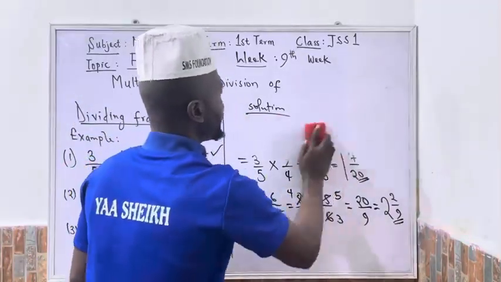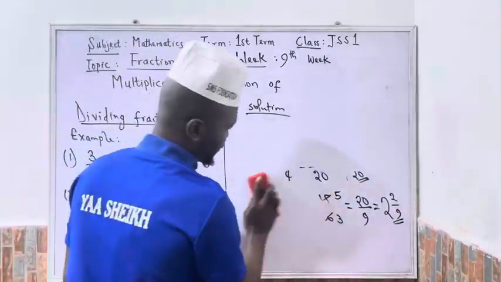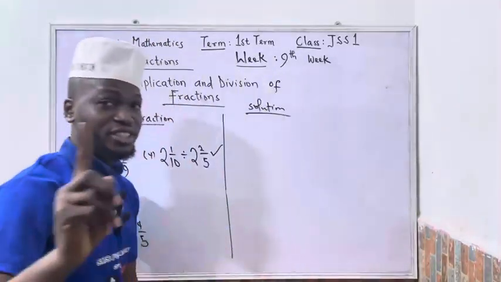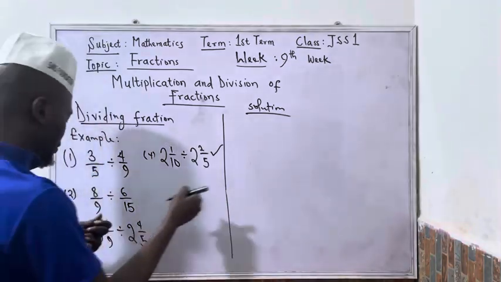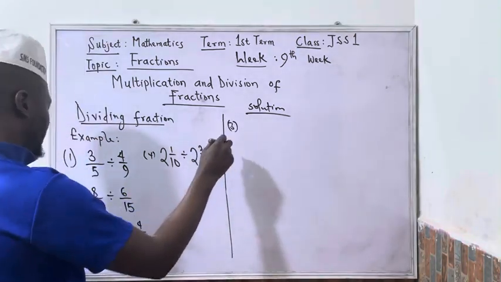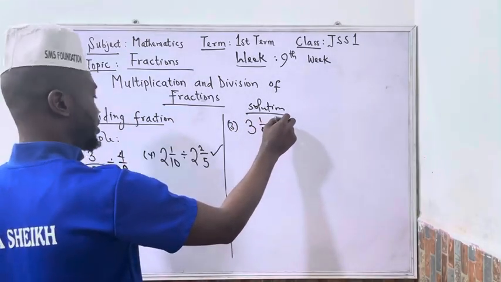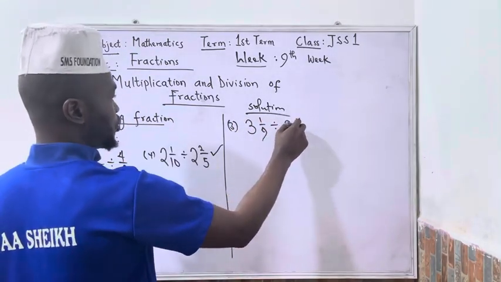Okay, let's go to number 3. So this will be the last thing I'm doing on division of fraction by fraction. So then I will choose another case. 3 whole number 1 over 9 divided by 2 whole number 4 over 5.